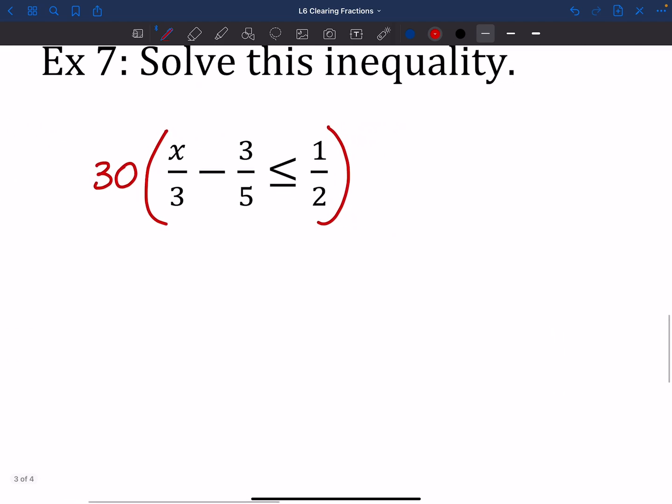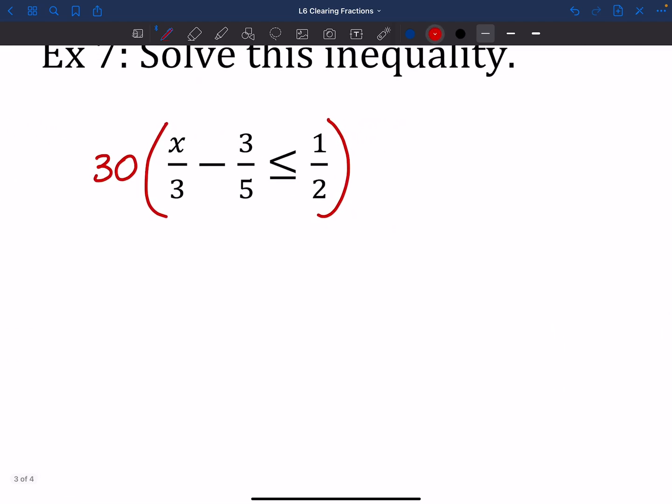All right, so what we're going to do here, same old deal. We're going to do 30 times x divided by 3. So on this one, we're going to treat it the same way, right? 30 divided by that 3 on the bottom gives us 10. 10 times x is just 10x, right? Nothing fancy going on there, just 10x.